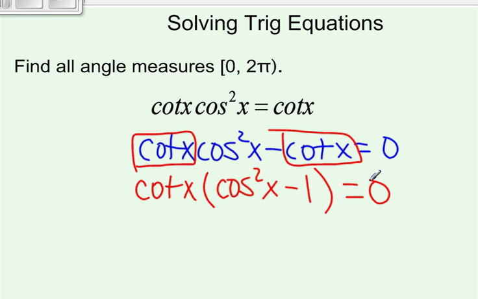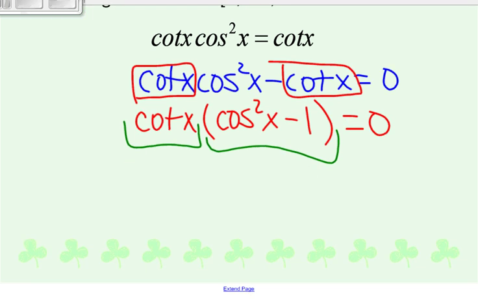So please, please, please do not forget the 1. And now we have two factored pieces. We have our cotangent here in the front, and we have the cosine squared minus 1. Since we now have factors and they're set equal to 0, we will set both terms equal to 0.